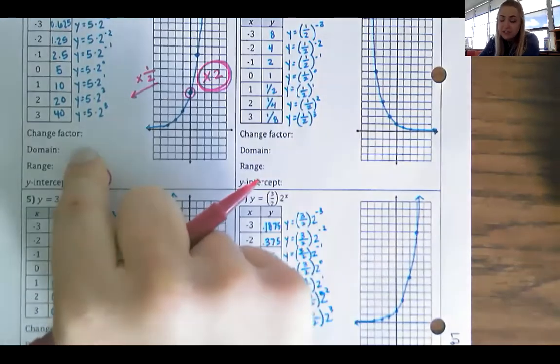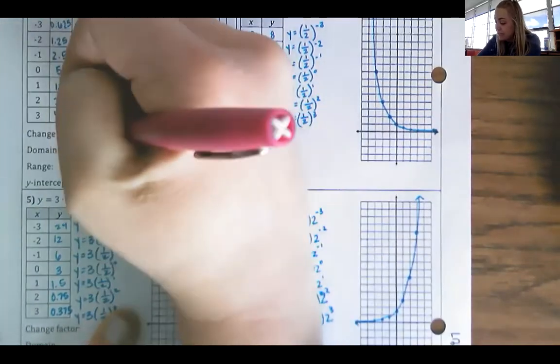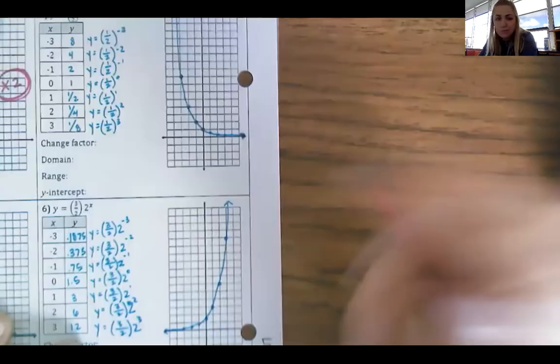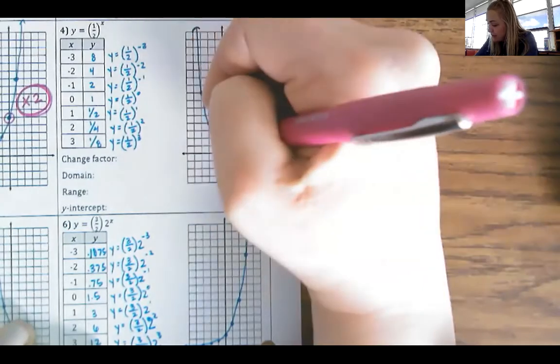Okay, let's look at number, and yes, I want to see these drawn on here. Also, I forgot to write my change factor. That is being multiplied to the right. It is 2. Okay, on number 4, my y-intercept is up here at +1.